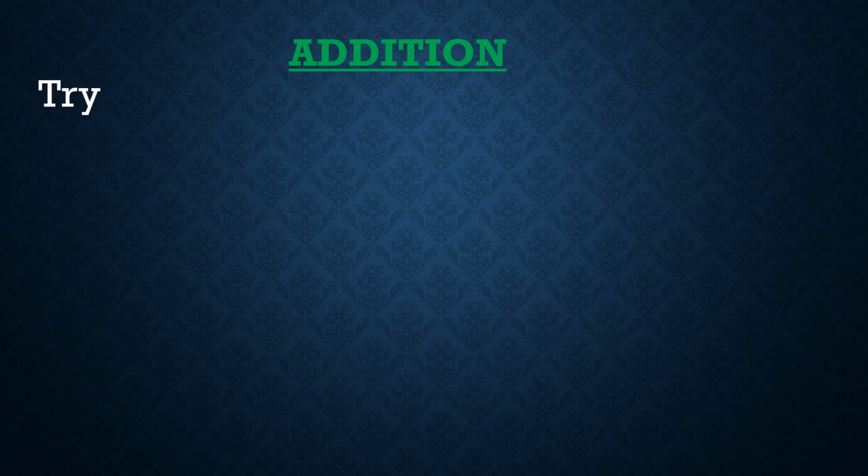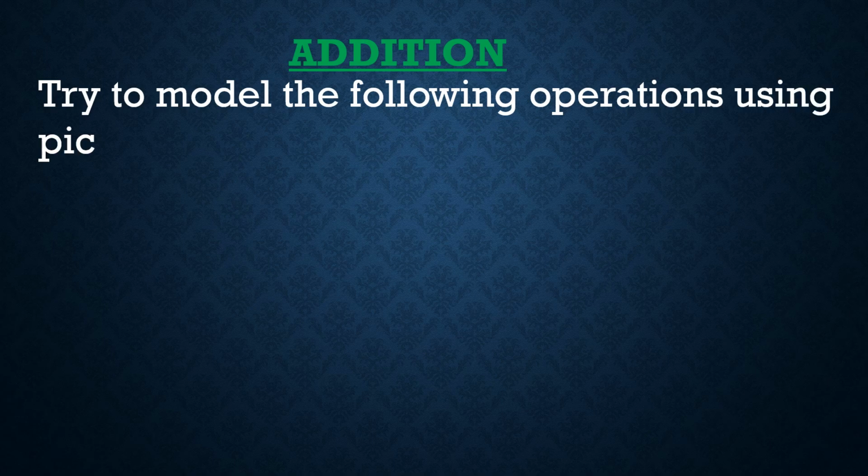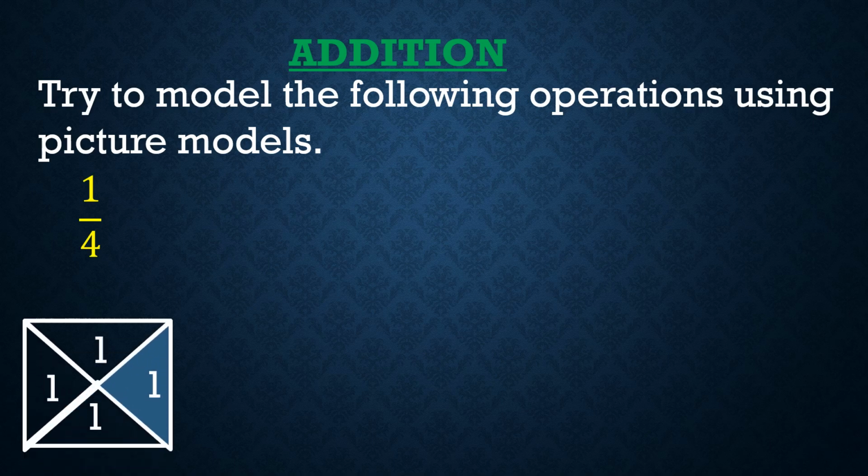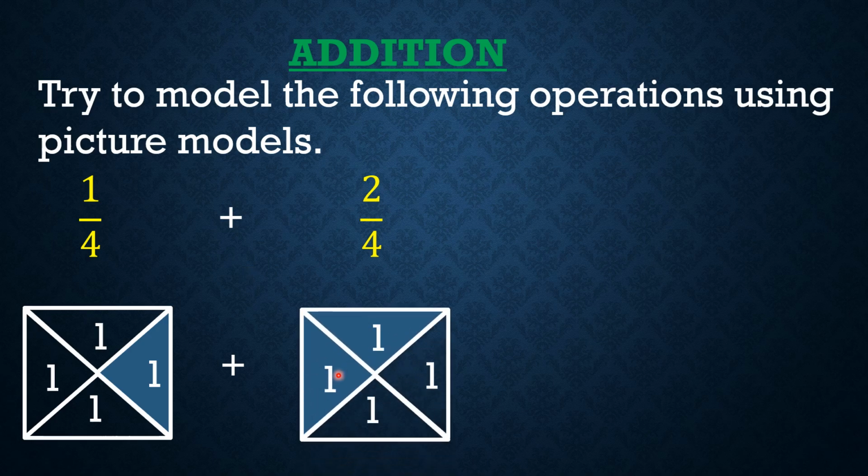In addition, let us try to model the operation below and try to understand what is going to happen. Let's take a look. If I have 1/4, this means it's one part taken from 4 parts. And then we add 2/4, which means 2 parts taken from 4 parts.